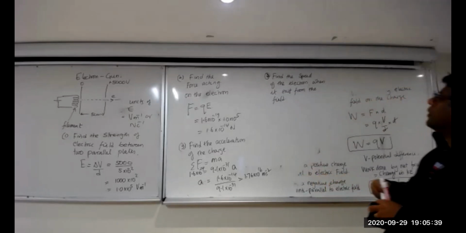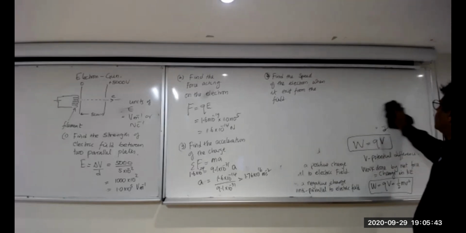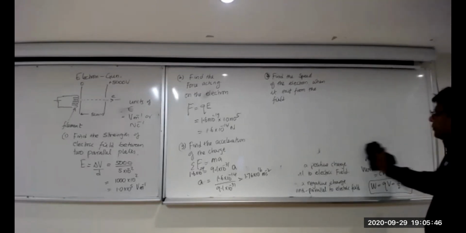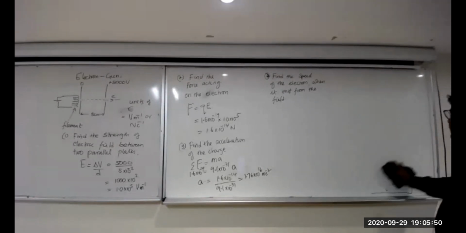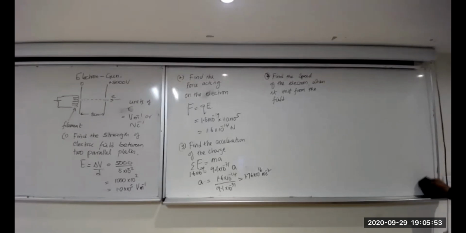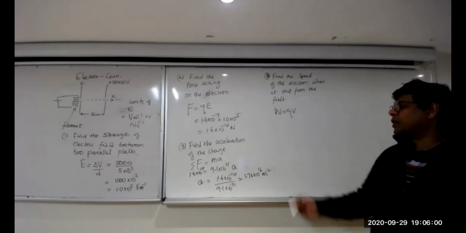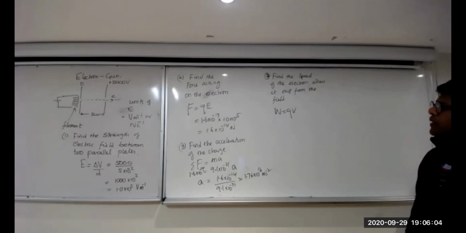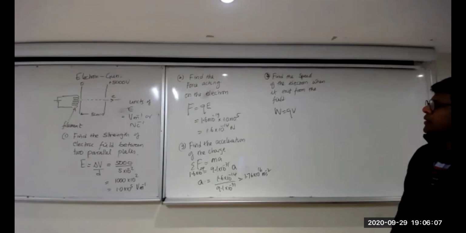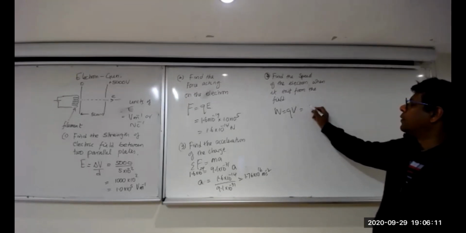It exits from the field. So in that case, you can simply use W equals Q times V. Otherwise, you can do one of the SUVAT equations as well, because you know the acceleration, the starting speed is 0, and the distance is 5 centimeters. You can do all that, or you can simply use half mv squared.